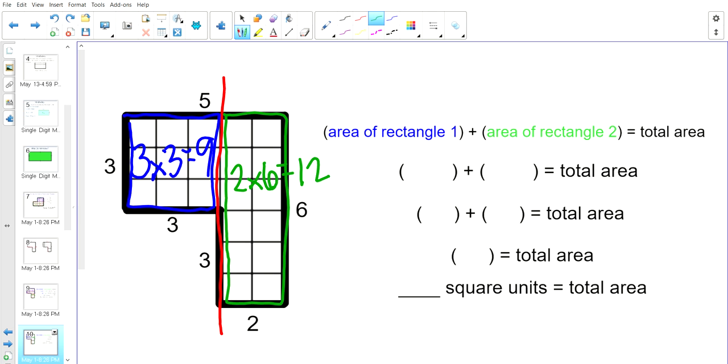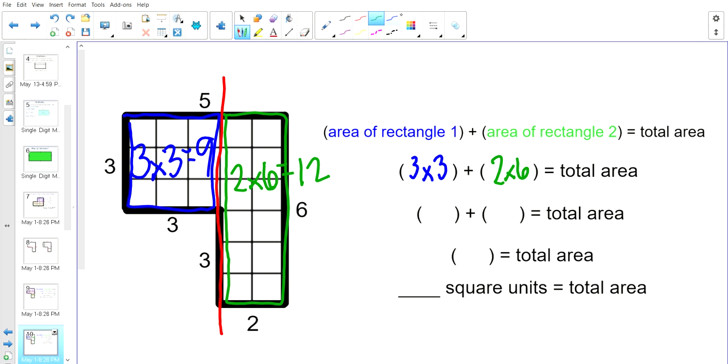I'm going to show my mathematical thinking using a set of equations to show that I add the area of the first rectangle plus the area of the second rectangle to find the total area. Rectangle 1 was a 3 by 3. So I'll show that grouped with parentheses. Then I need to add the area of rectangle 2. The area of rectangle 2 was a 2 by 6. So I'll show that grouped together with parentheses. I've got 3 by 3 plus 2 by 6 equals the total area.